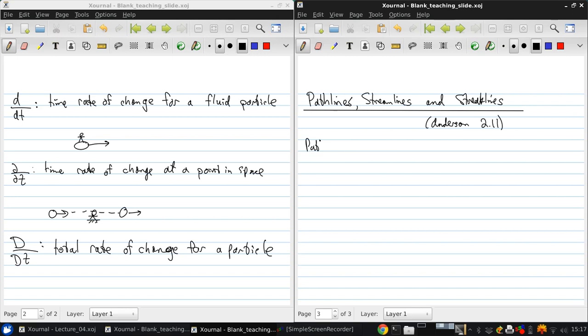So to start, I'll just simply give what each of these means. So a path line is a locus of points through which a fluid element has passed. In other words, it's the spatial history of a certain fluid particle. So if a particle started here and ended up over here, the path line tells us how it got from A to B.